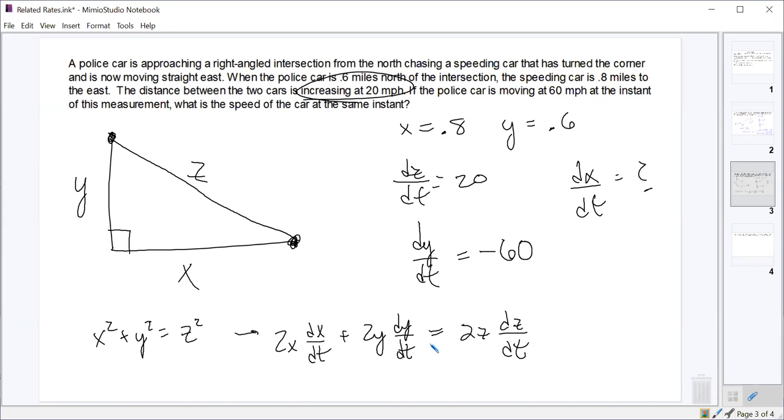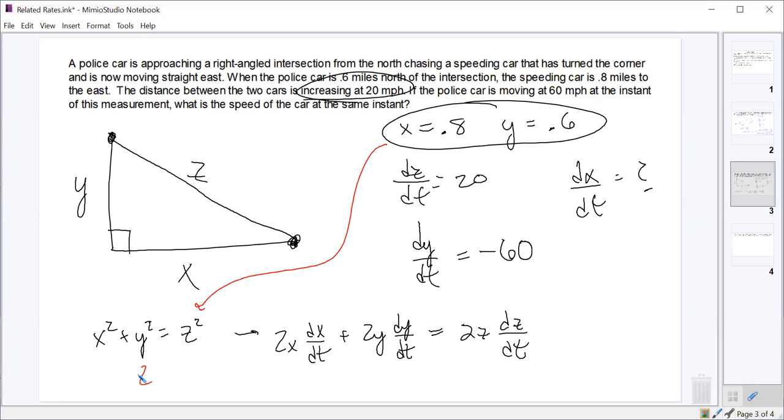And I have x, and I'm looking for dx/dt, and I have y, and I have dy/dt, and I have dz/dt, but I'm missing z. So to find z, we'll just take those values and plug them into the Pythagorean theorem to give us z equals what? 1. z equals 1.